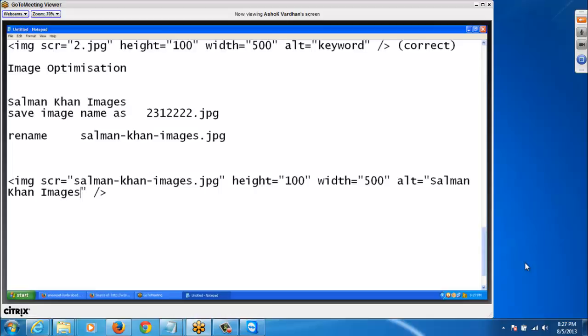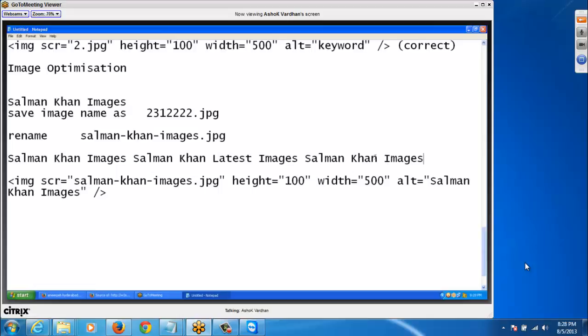Like this. Okay. One question is here. In the title tag, we have more than 3 keywords like this. First one is Salman Khan images. Next one is Salman Khan latest images. Third one is Salman Khan pictures. These are my targeting keywords. That time, what should I do? There I used only one keyword. What about the remaining 2 keywords?